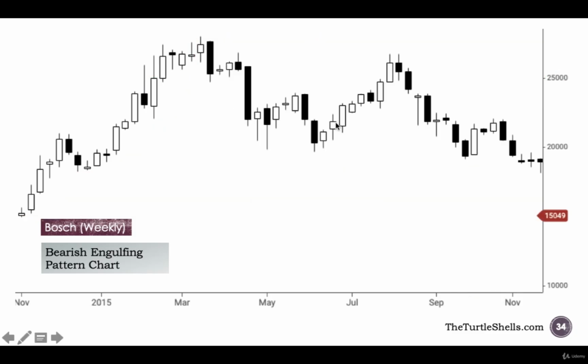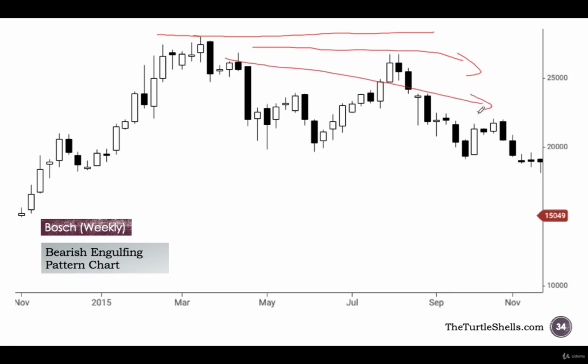In this case, it has given very good price action in the downtrend. This is the weekly chart. This resistance has held, as the highest high of the bearish engulfing pattern has held as a resistance for multiple weeks ahead.